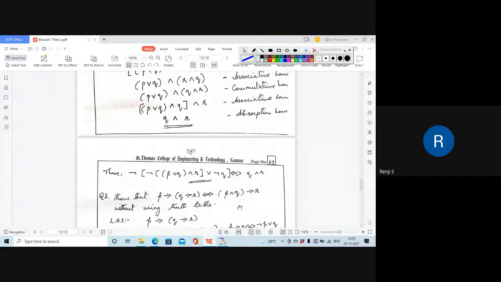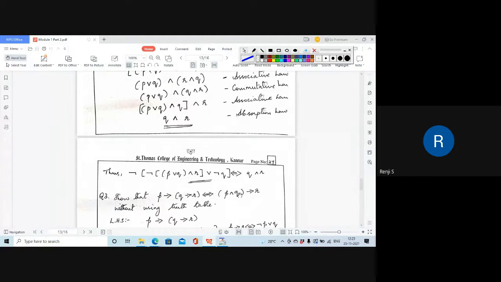Write it in your note. Take your note and write it down. Question 3, tomorrow I'll be checking your notes. Question 3, show that P implies (Q implies R) in brackets is logically equivalent to (P and Q) implies R without using truth table.